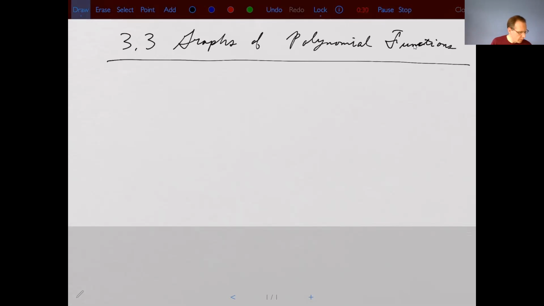Okay, so we want to talk about, actually I want to start with the short run behavior. And by short run behavior of polynomial functions, I basically mean the intercepts. So short run behavior, and we're going to focus on the intercepts.